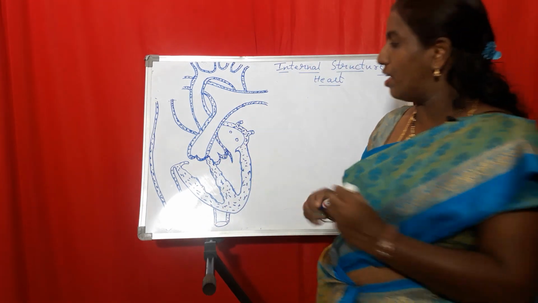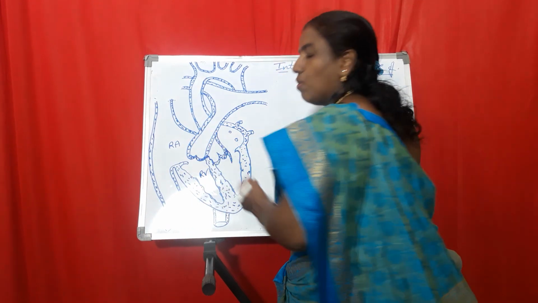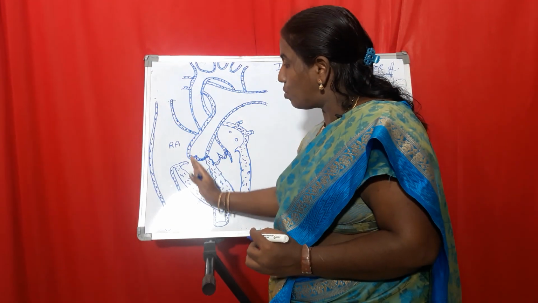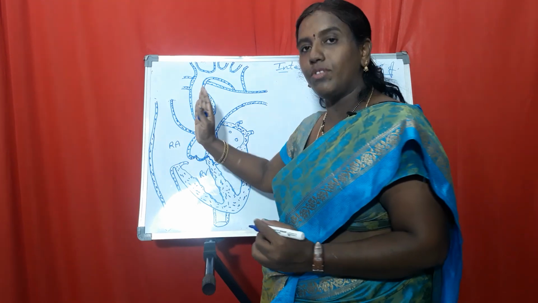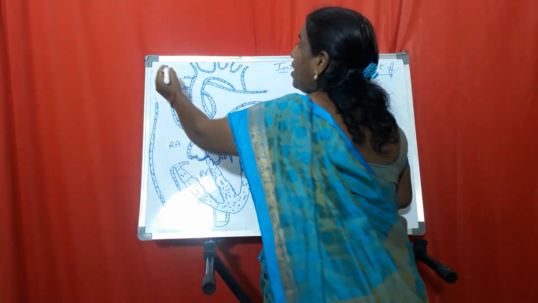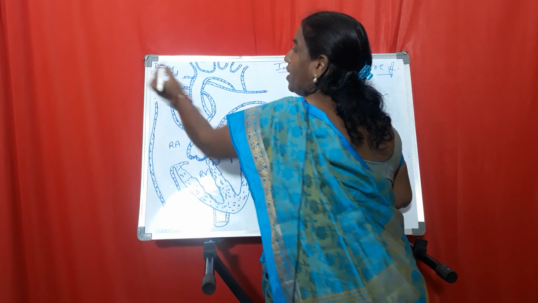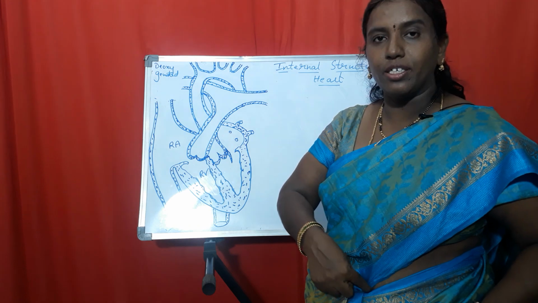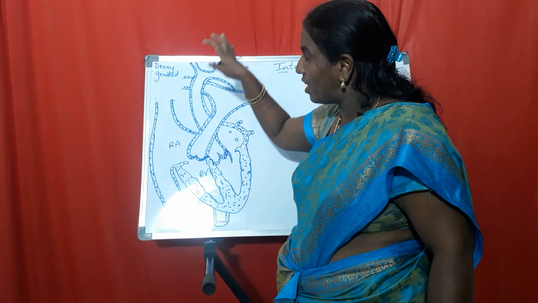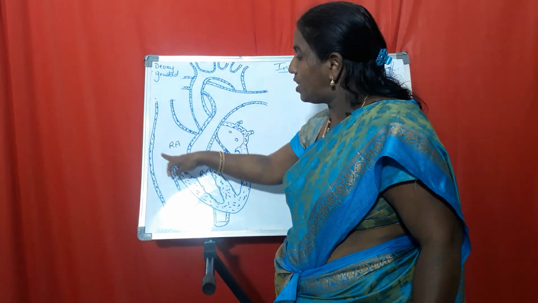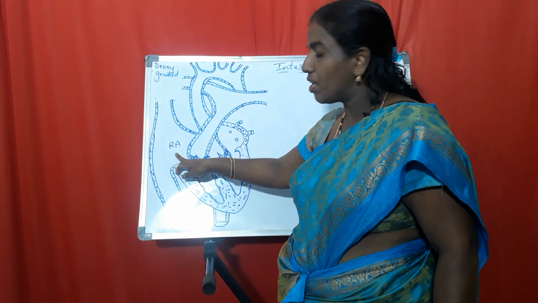So when we come over here, this is right auricle, this is right ventricle. These two are the right side chambers of the heart. The right side of the heart always carries deoxygenated blood. What is deoxygenated blood? It is carbon dioxide rich blood. So this is the collecting chamber, the carbon dioxide rich chamber.